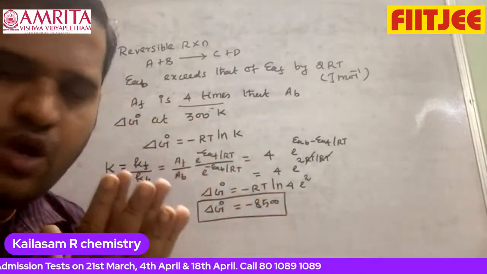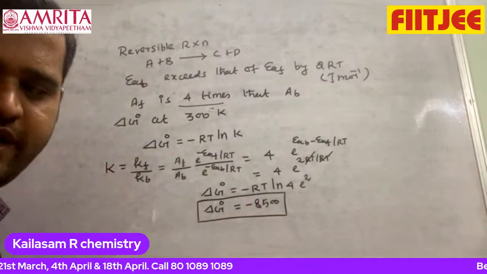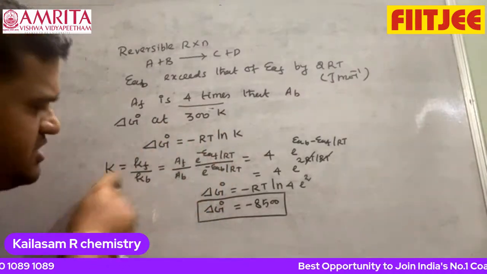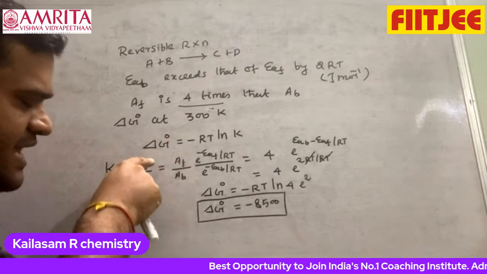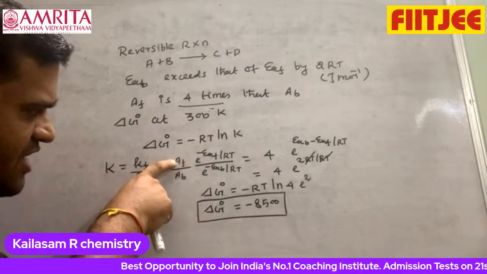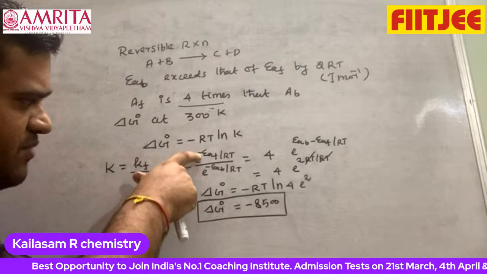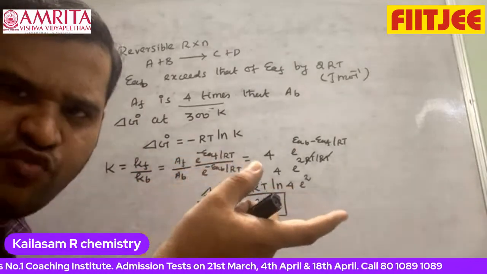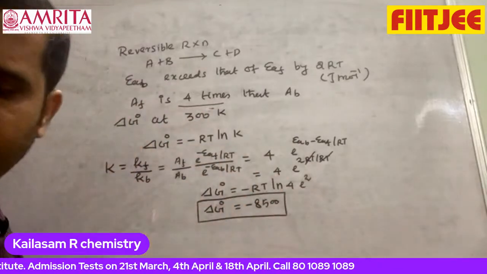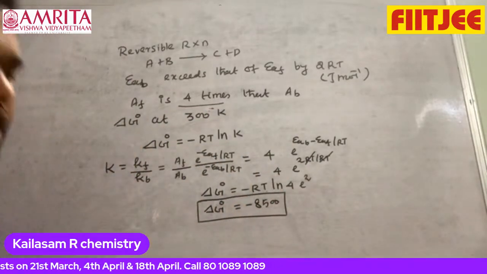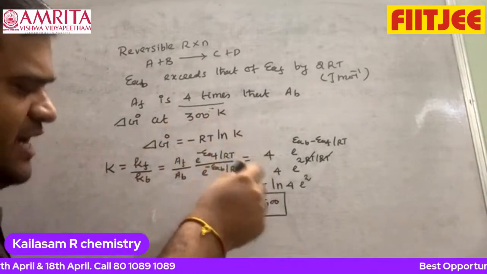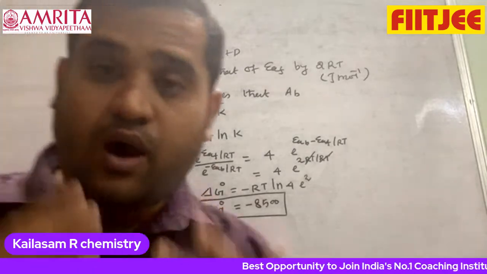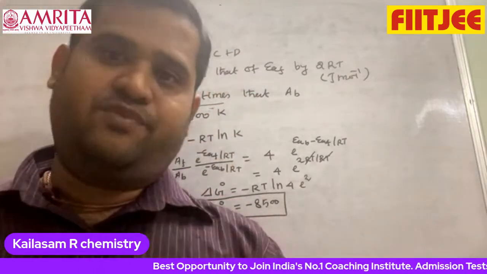That is the question. Now we can write delta G naught is equal to minus RT ln K. K is what? Equilibrium constant, Kf by Kb. What is Kf? Rate constant of forward. We can write AF e power minus EAF by RT. AB means the pre-exponential factor for backward direction. Right or not, sir? Now we can write it again. If you simplify, you may get the answer of delta G naught as minus 8,500 calories. So this is what JEE Mains type questions may expect.